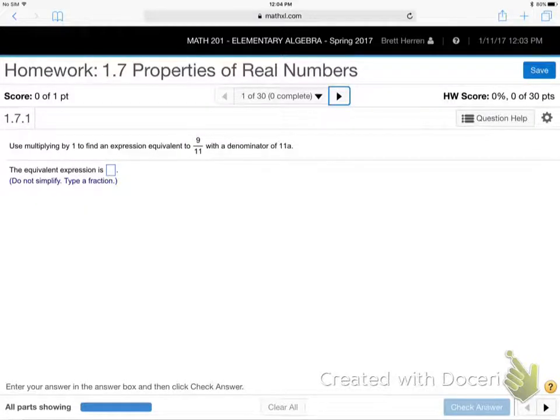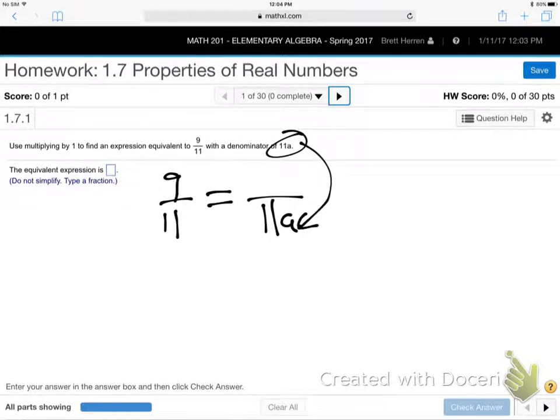Okay, so they're saying 9/11 equals something with a denominator of 11a. We're on 1.7 now. This is question number 1. So they're saying, hey, take the 9/11 and make its denominator become 11a instead of just 11. So I'll just go ahead and write that down there.